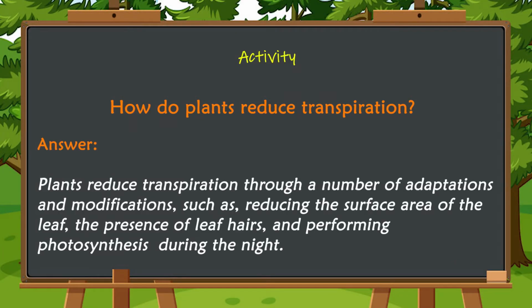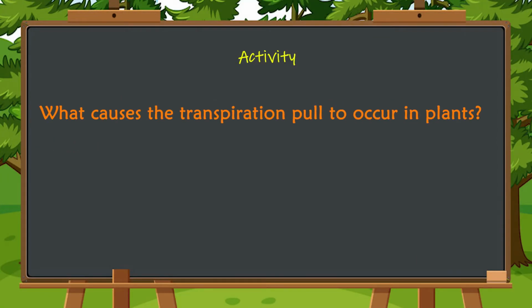The answer to that: plants reduce transpiration through a number of adaptations and modifications, such as reducing the surface area of the leaf, presence of leaf hair, and performing photosynthesis during the night. Our third question: what causes the transpiration pull to occur in plants?